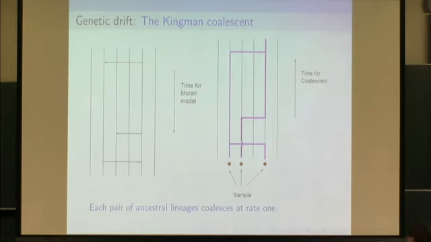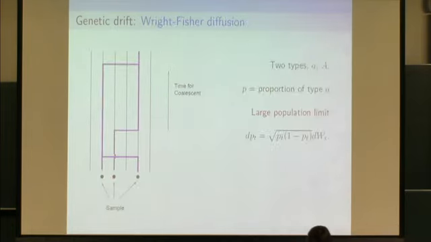So one way of seeing what's happening is, as we trace backwards in time, these coalescence events are generated by the time reversal of the Poisson process that generated our forwards in time events. And so what we see is that each pair of ancestral lineages just coalesces at rate 1, and that's the classical Kingman coalescent.